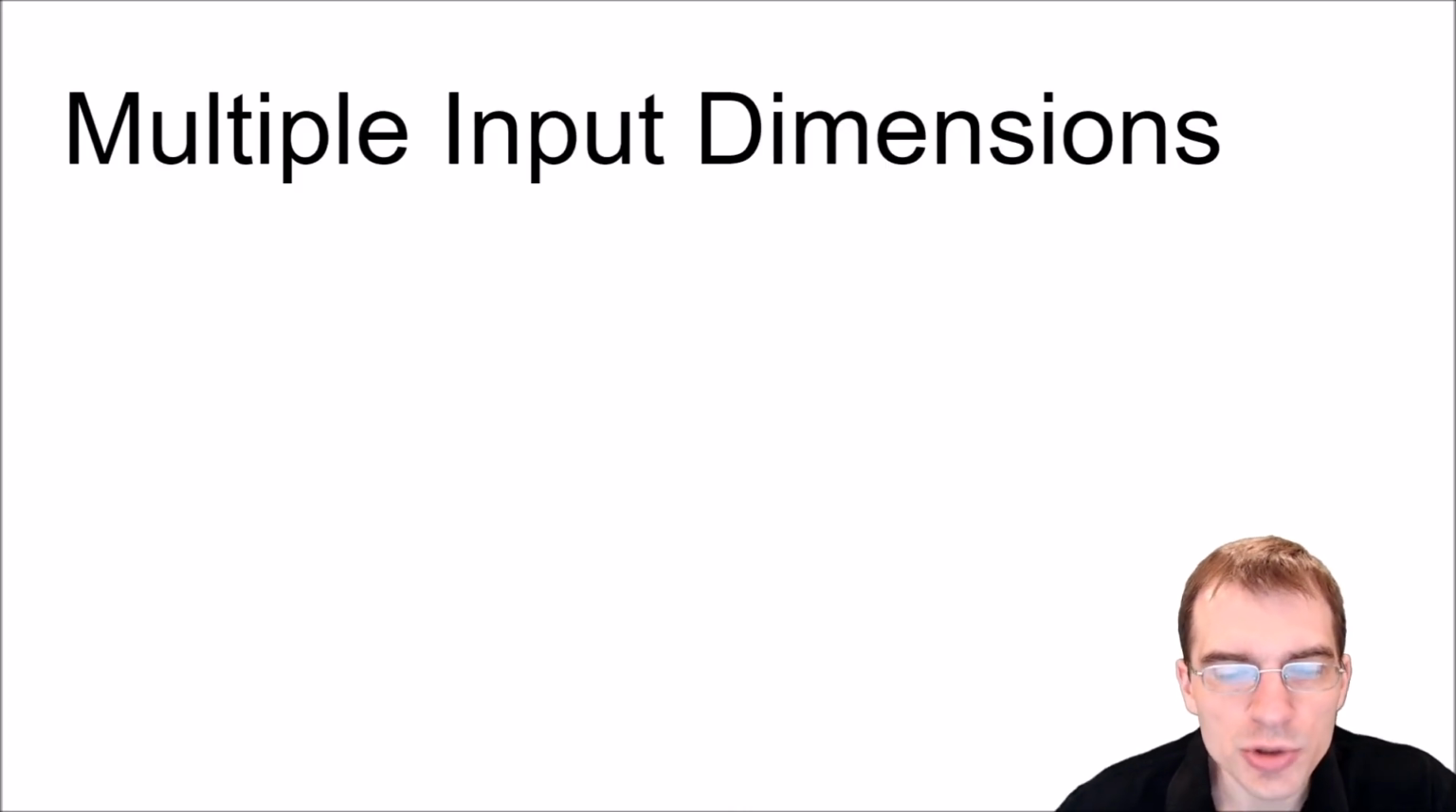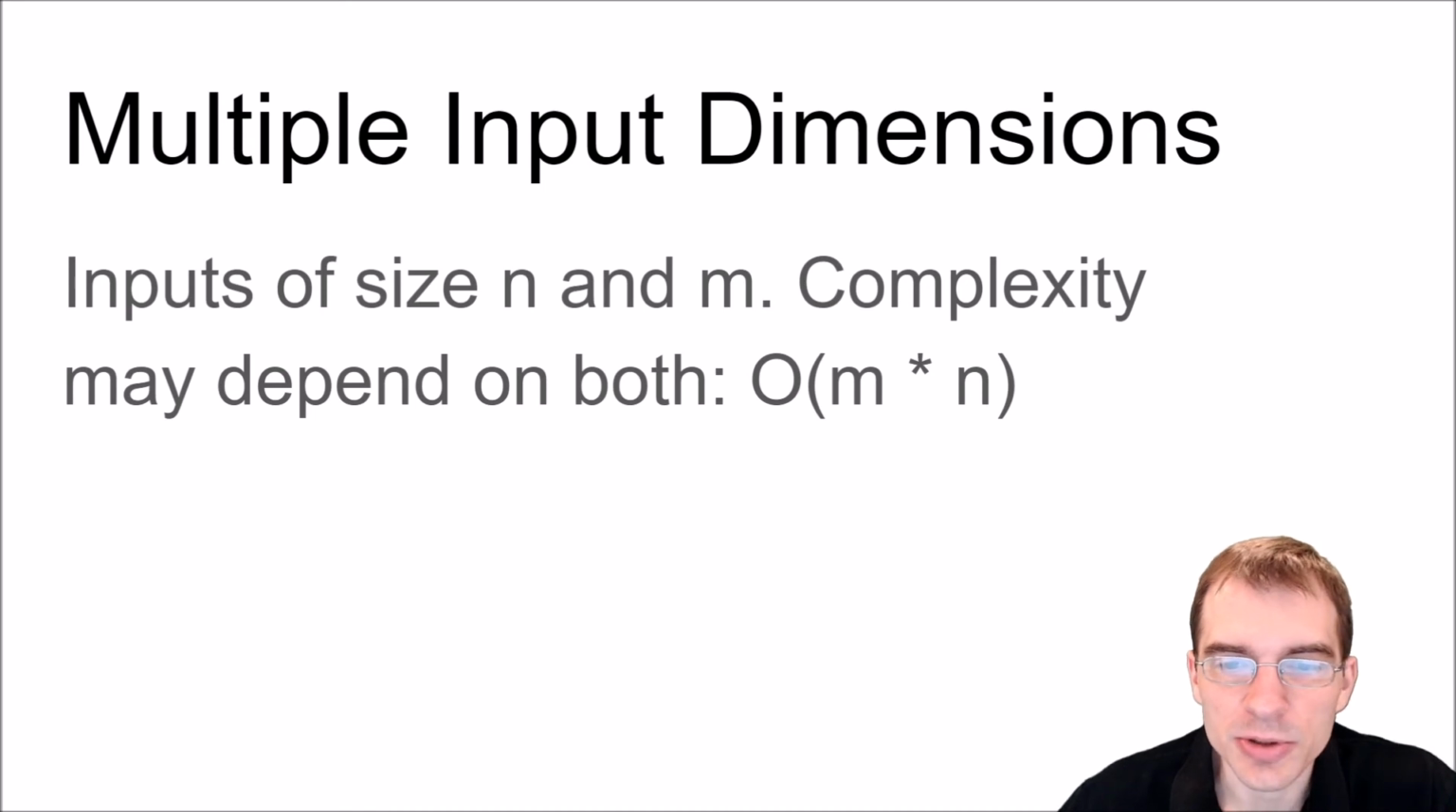It's also important to note that an input data structure could have multiple input dimensions. This is particularly relevant for data science applications where you're often reading in data in tabular formats that have multiple dimensions. So if you get data in that form, you basically have an input that has two dimensions that may be of different sizes, which are often denoted as size n and m.